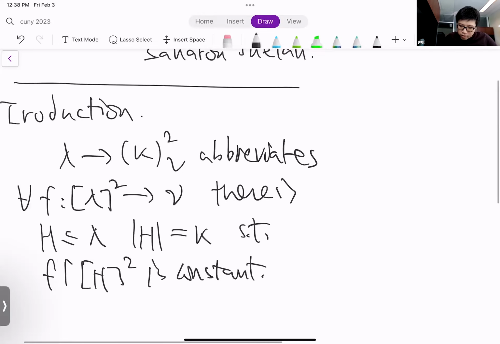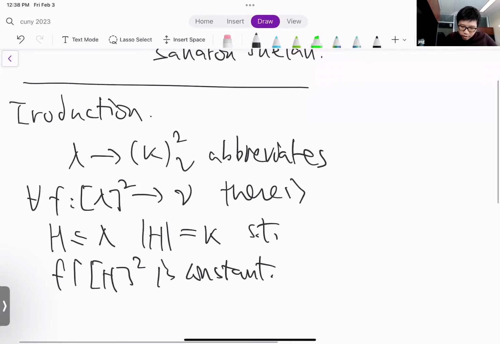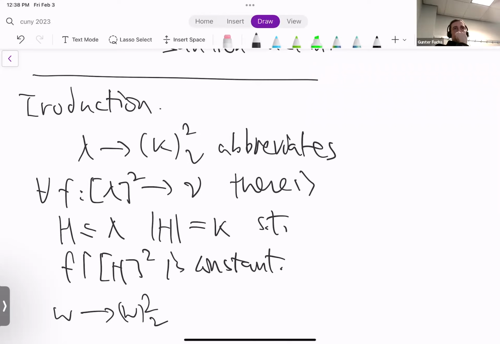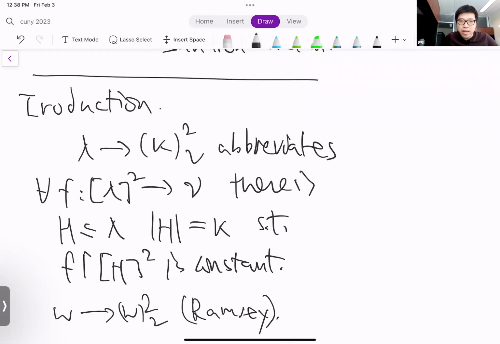So the classical theorem is the following, right? Omega arrows omega to 2. Anyways, you can increase the arity, you can also increase the number of colors, but I'm just going to write it like that. So this is due to Ramsey, right? And it turns out that Ramsey's theorem has a lot of applications.